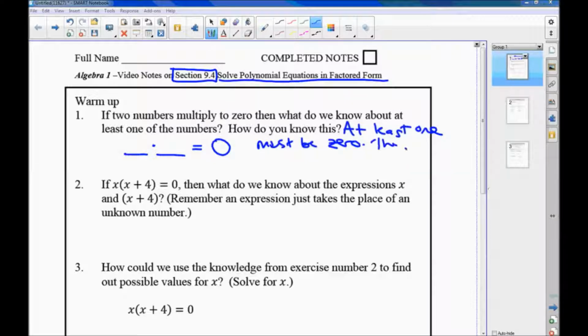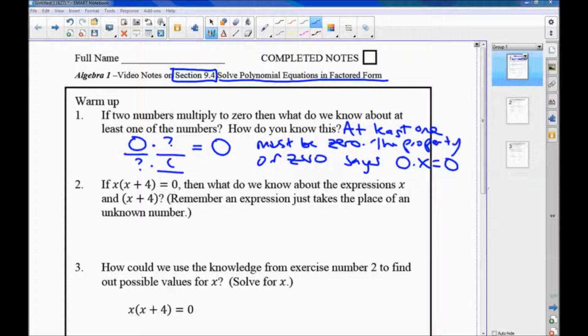The property of 0, we learned this way back in chapter 1, says 0 times any number will always make 0. That's the only way we can get 0 there. So either the first number should be 0, and the other number can be anything we want, or the first number can be anything we want and the other number should be 0, or they could both be 0. So that's the only way we're going to get 0. At least one number is going to be 0 there.